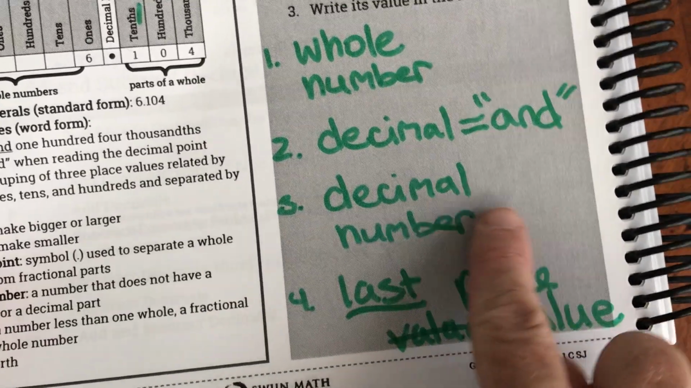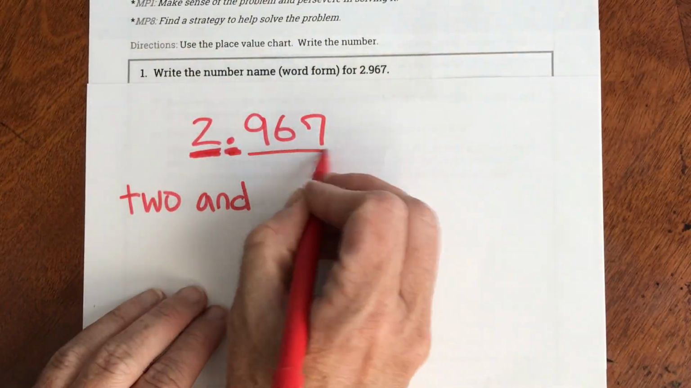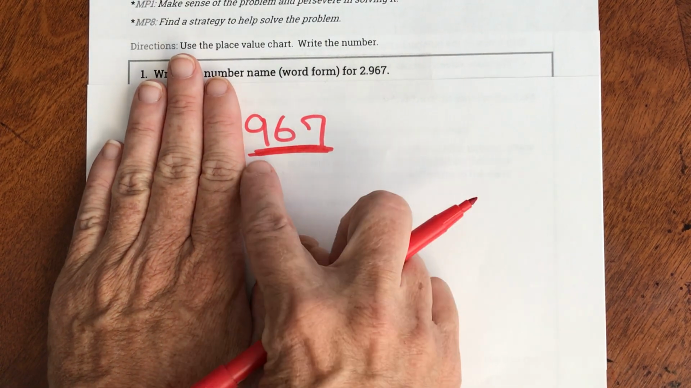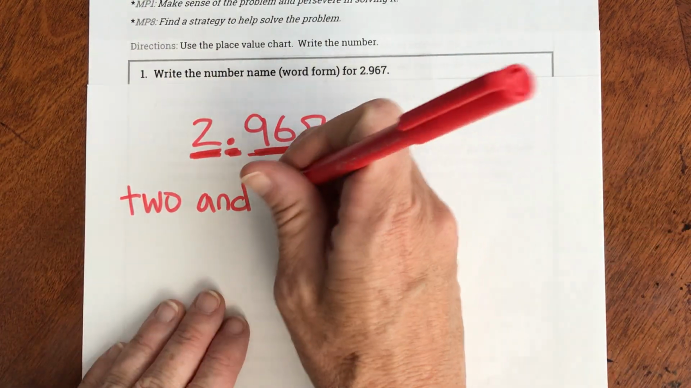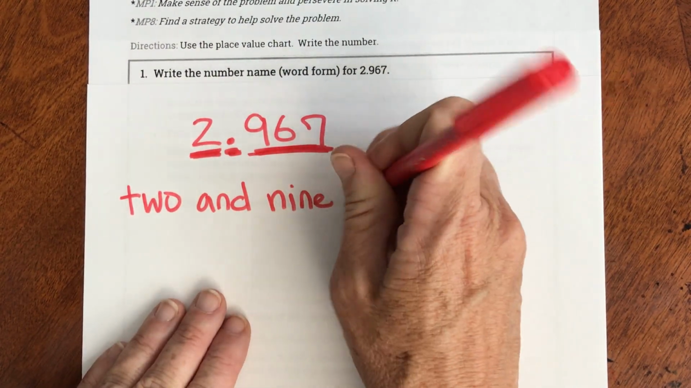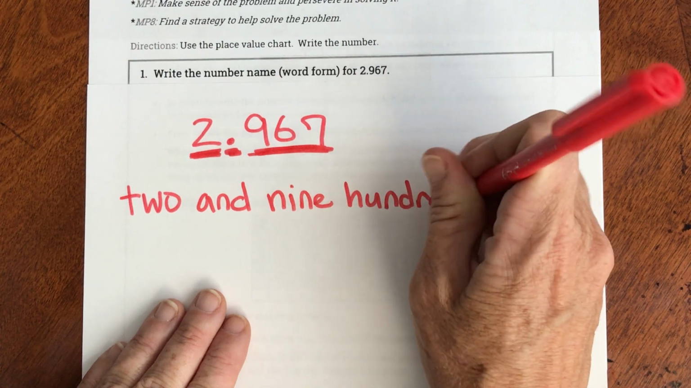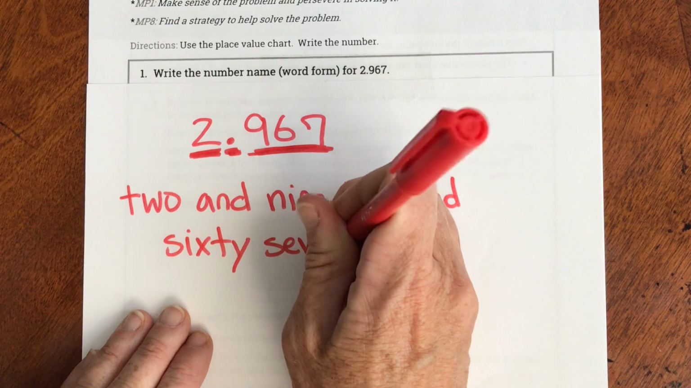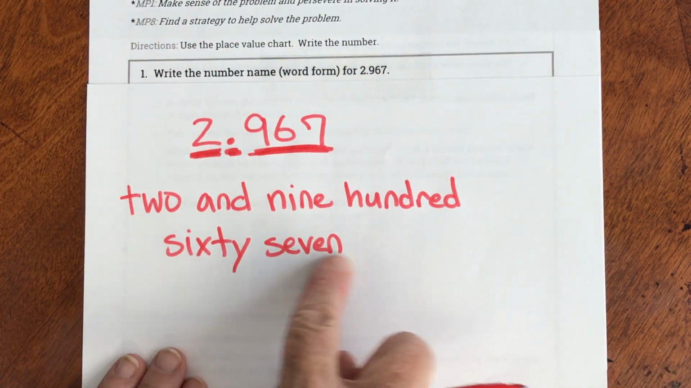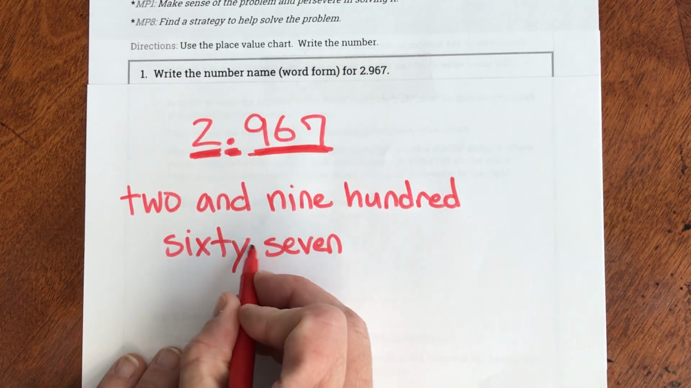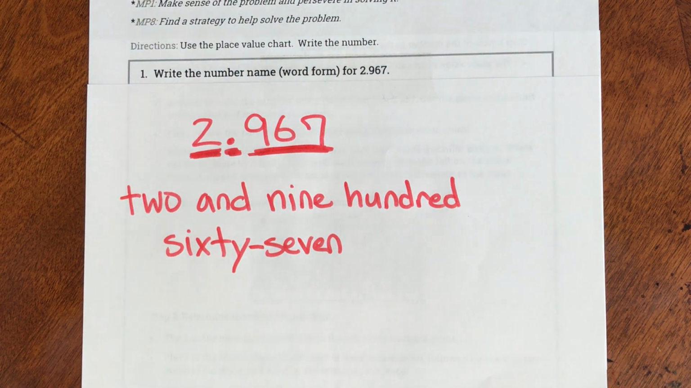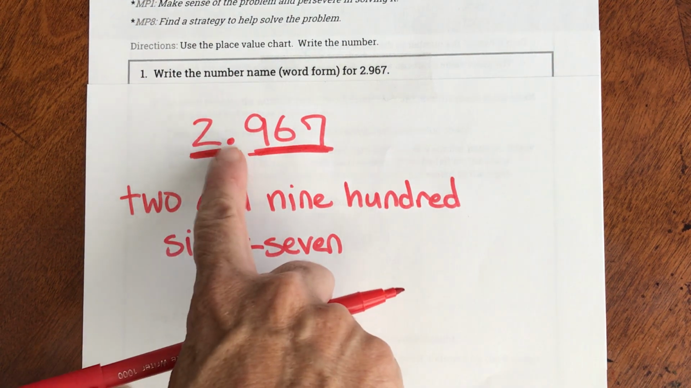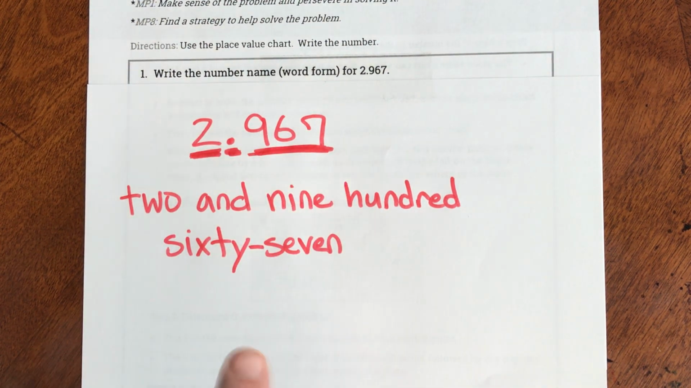Okay, part 3 says the decimal number. So what is this number? How do I say that? So just pretend it's by itself. How would you say that? I would say 967. And when you have a number that's under 99 and it has 2 parts, you put a dash there. So 67. So that's my third part. So 2 and 967. So I have 3 parts.